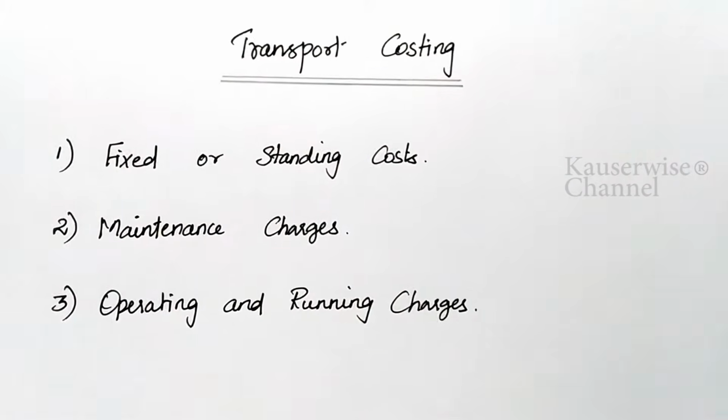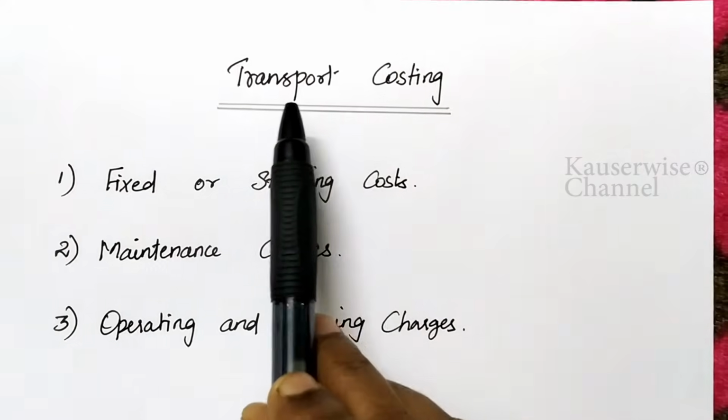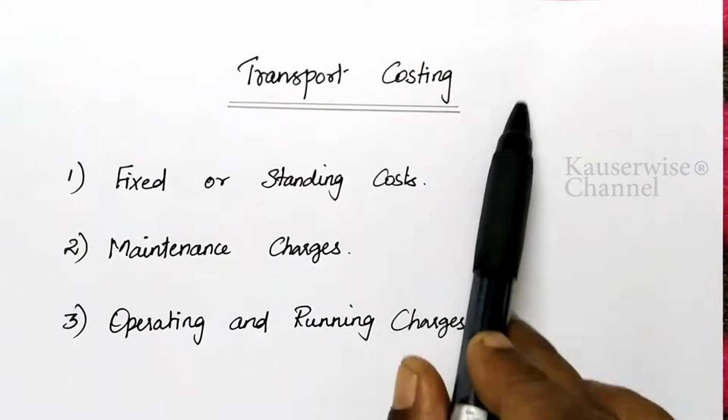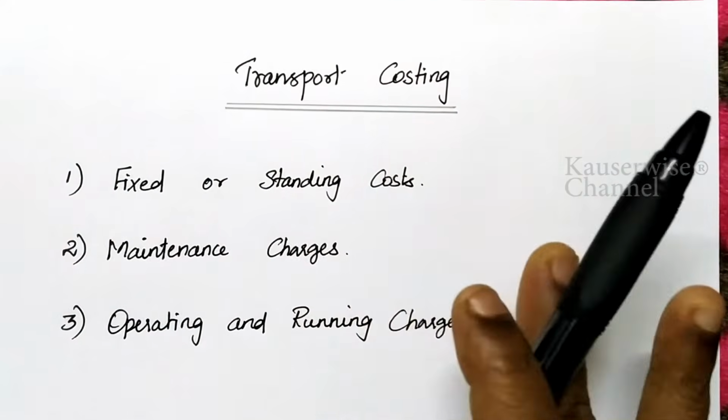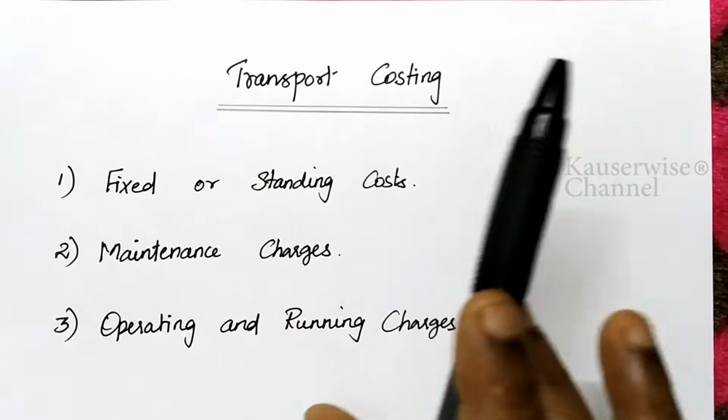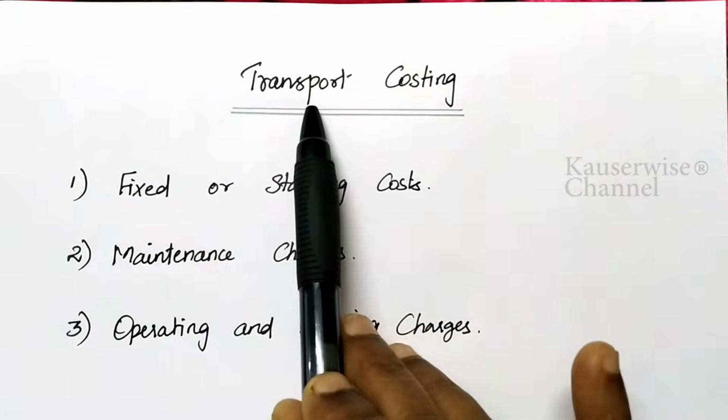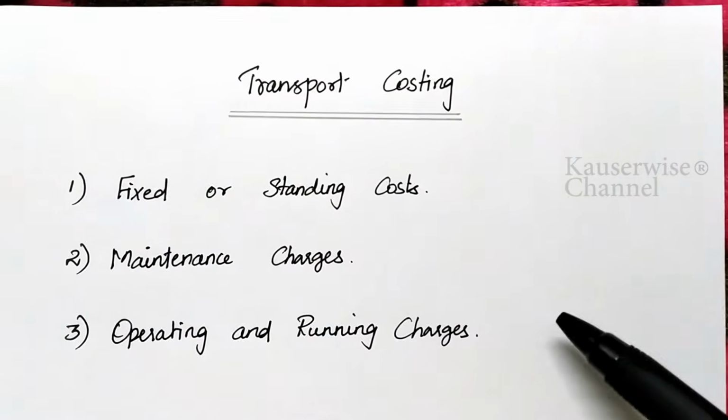Now we are going to see transport costing. The transport sector is also one of the service sectors. They are not producing any product but they are rendering service to the public. Now, how will the transport company maintain all the records?